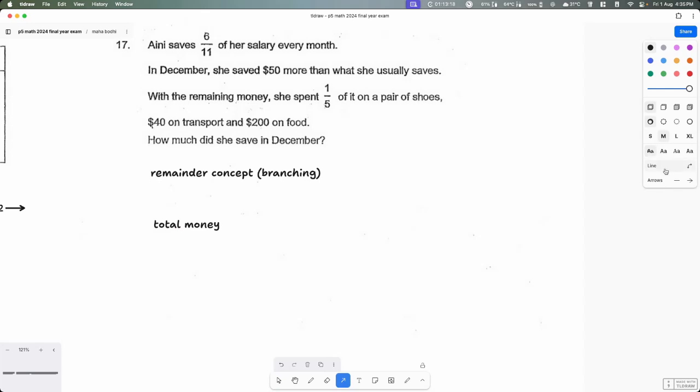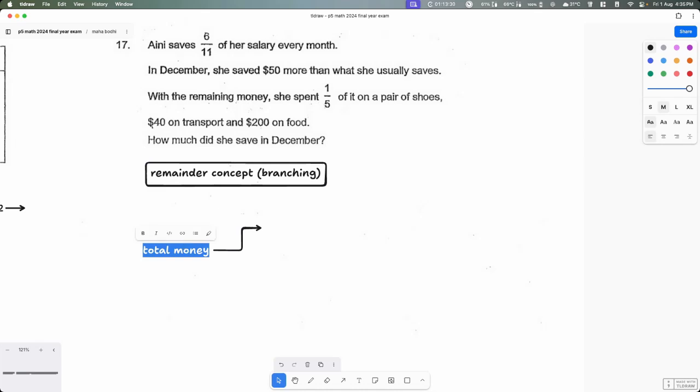All right, so in this case over here, she saved 6/11 of her salary, right? Sorry, not total money. So salary, right? So she saved 6/11 of the salary. Always save your money, guys. And then after that, she also saved $50 more. So we need to say plus $50 in this case over here, right? So we need to say this as well.